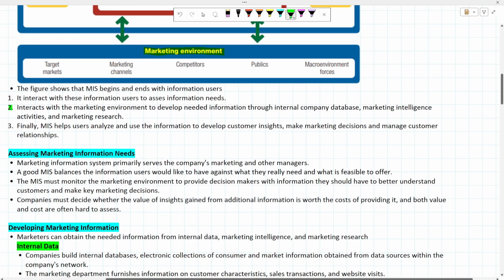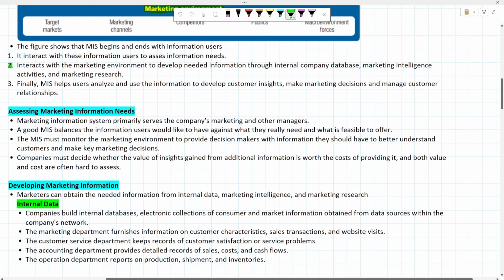So, assessing marketing information needs. The marketing information system primarily serves the company's marketing and other managers. A good MIS balances the information users would like to have against what they really need and what is feasible to offer. The marketing information system must monitor the marketing environment to provide decision makers with information they should have to better understand customers and make key marketing decisions.